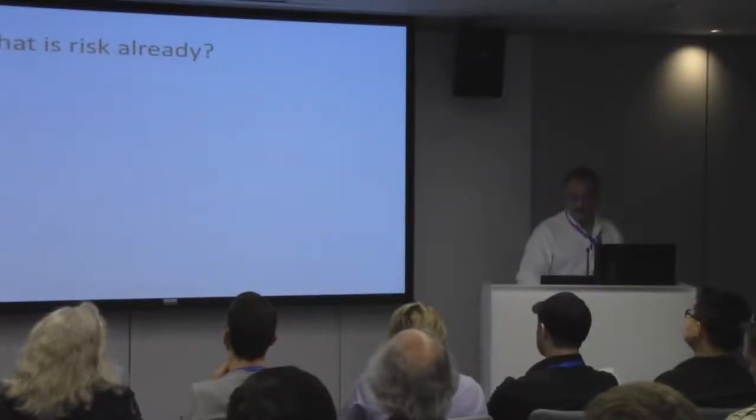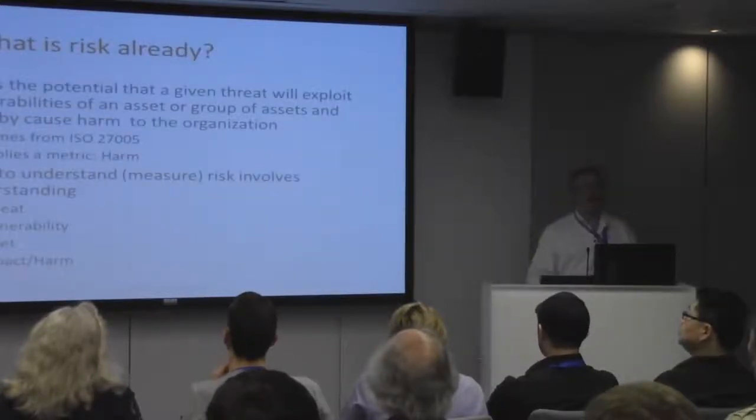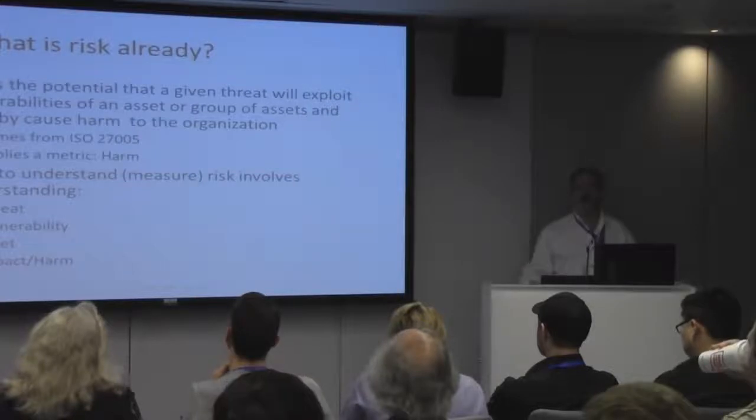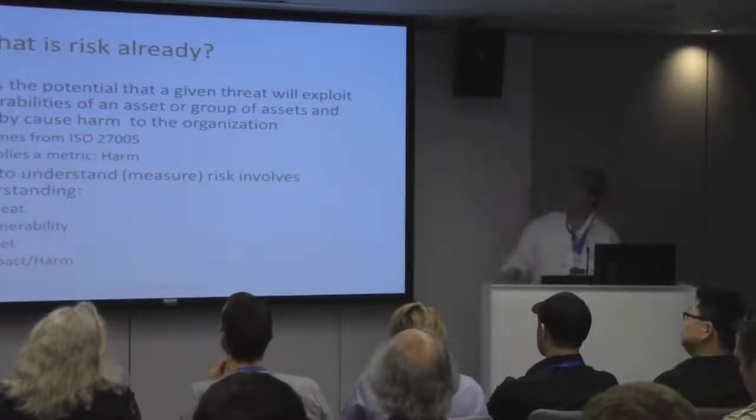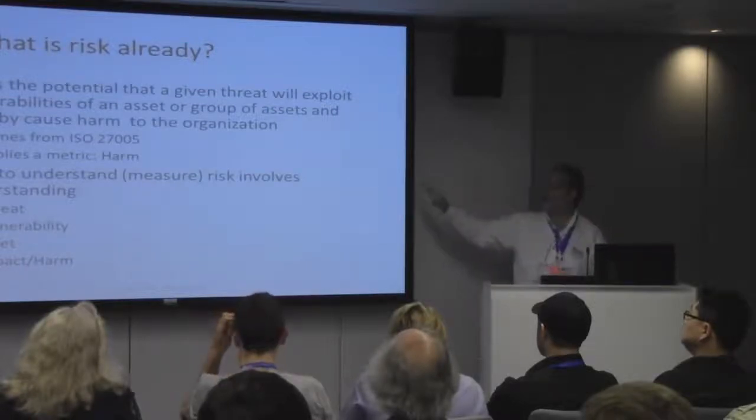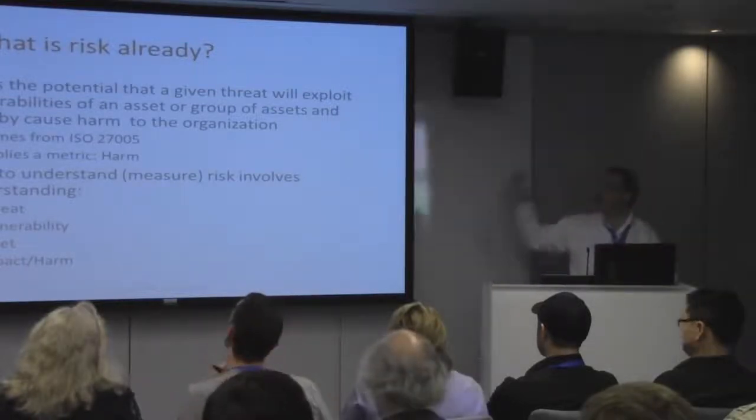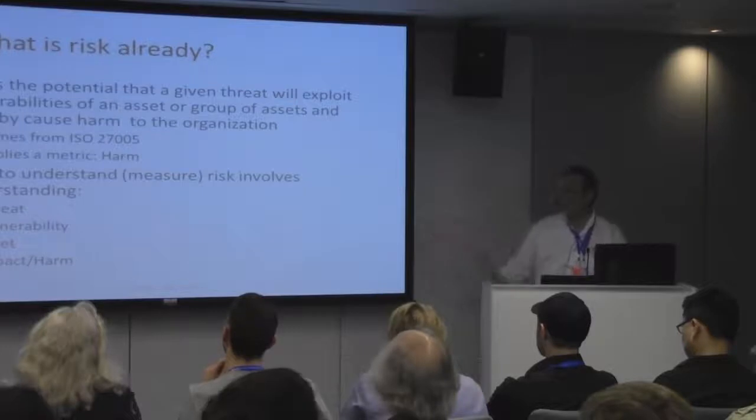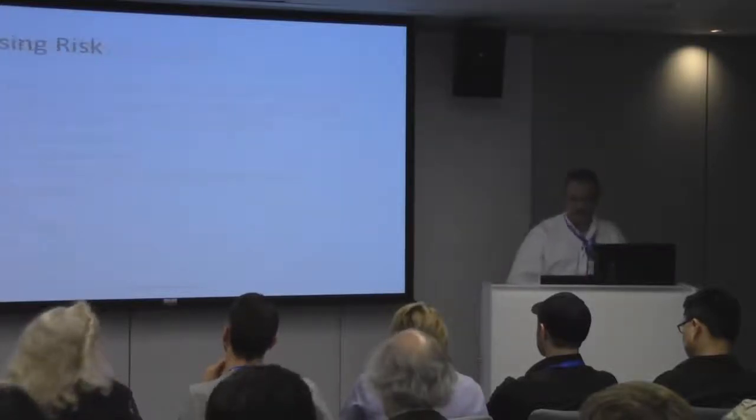So what is risk then? Risk is the potential that a given threat will exploit a vulnerability on a group of assets and cause harm to an organization. That definition comes from ISO 27005. It implies a metric, and that metric is harm. So to understand and measure risk, you have to understand and measure threat, vulnerability, assets, and impact, your metric.